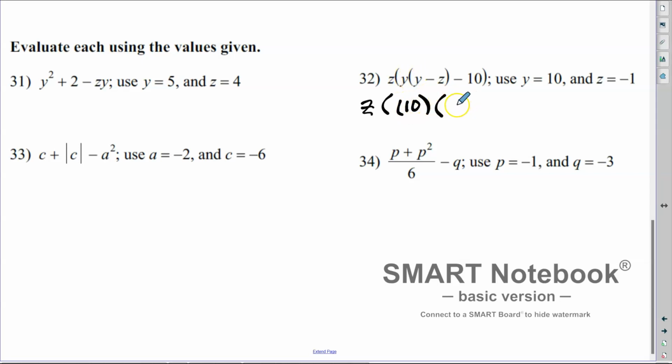Every time you substitute, you want to include parentheses. And then I want to include the original parentheses minus z. Okay. And that's the beauty of the parentheses. They help organize things so you don't get mixed up. This parenthesis was already there. Minus 10. Close parenthesis. Okay. And see this z, I should have replaced it with a negative 1. So let's go ahead and put it in parentheses, negative 1.